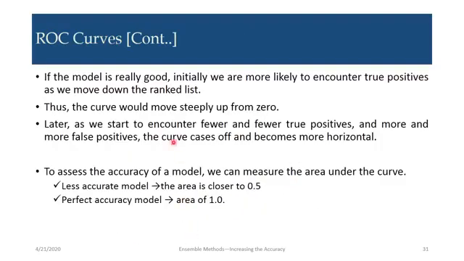Now if a model is really good, initially we are more likely to encounter true positives as we move down the ranked list. Thus the curve would move steeply up from 0. Later, as we encounter fewer true positives and more false positives, the curve levels off and becomes more horizontal. So in order to check the accuracy, you have to see these two points. The model is less accurate if the area is closer to 0.5, and the model is more accurate if the area is closer to 1.